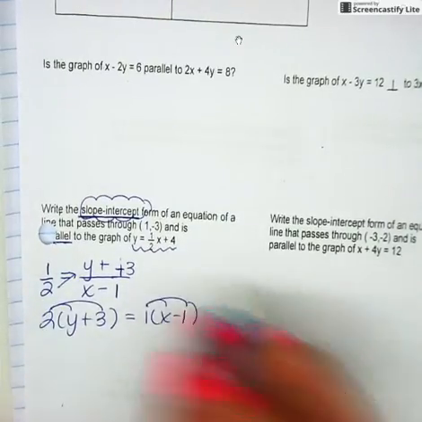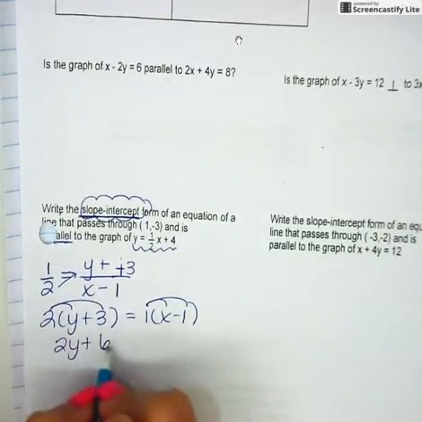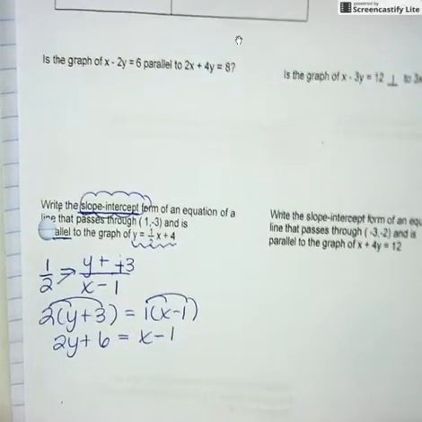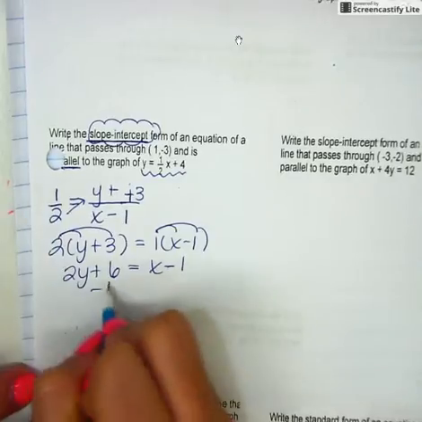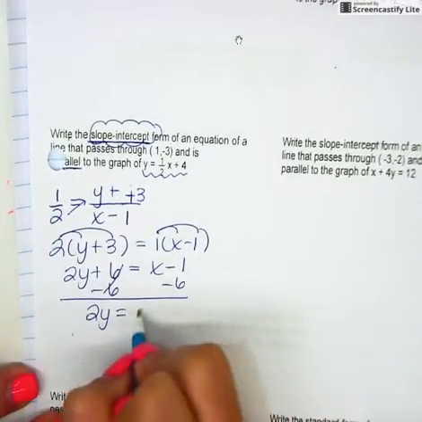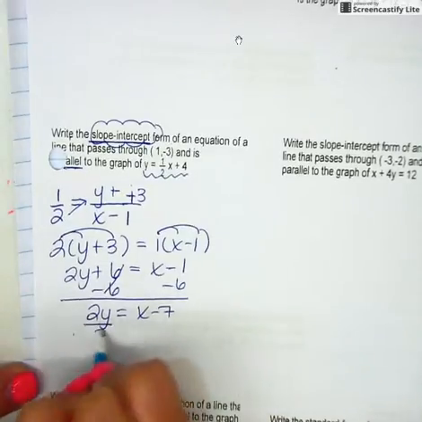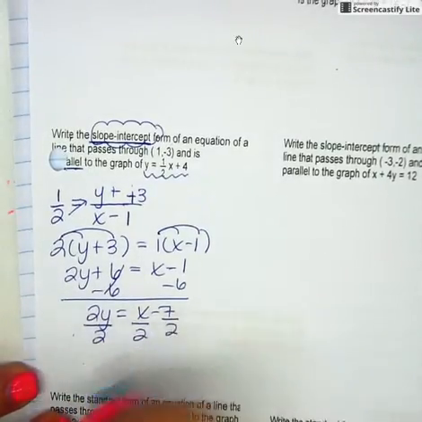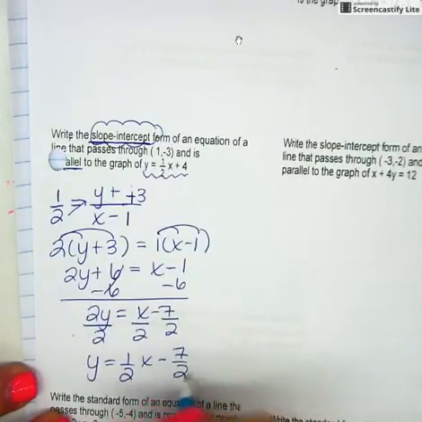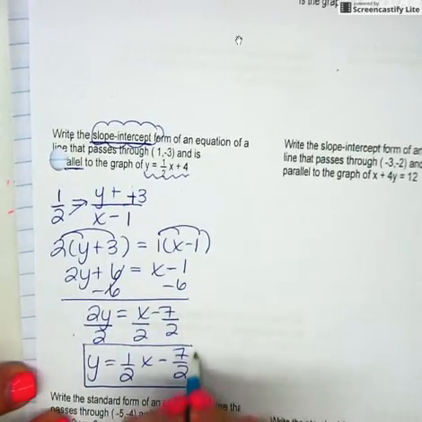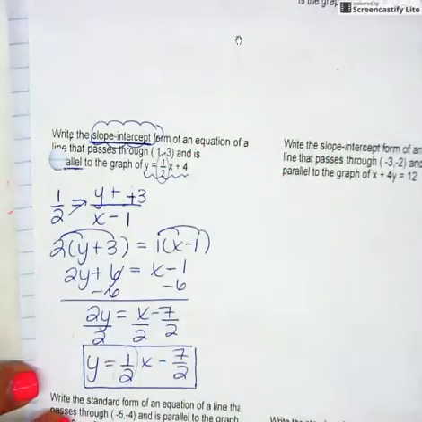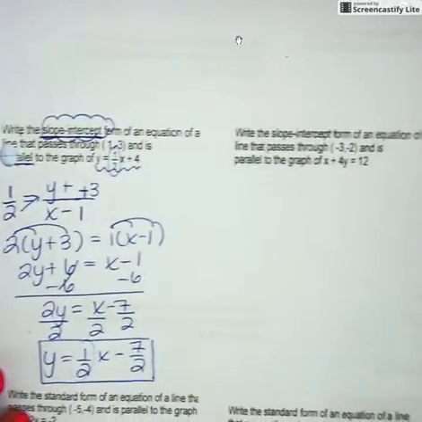From here, you're going to distribute: 2y plus 6 equals x minus 1. And now we want to get y by itself. So I'm going to subtract 6. 2y equals x minus 7. And then divide by 2. So y is going to equal 1/2 x minus 7 over 2. And you can do an eyeball check here and see our slope is 1/2 and the original slope is 1/2. Therefore, it is parallel.